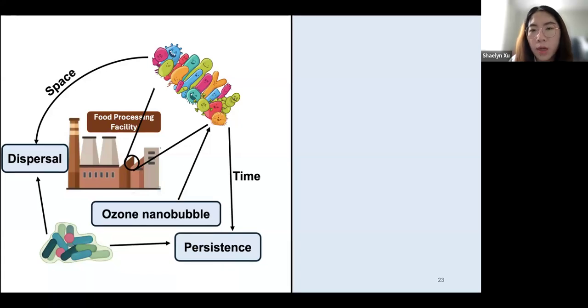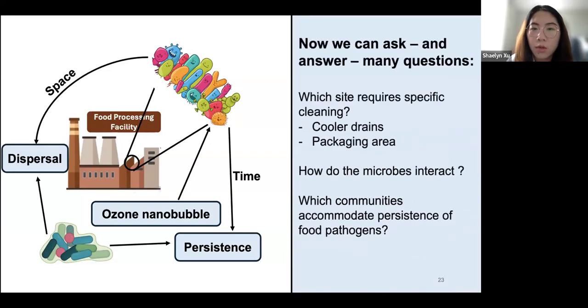The application of ozone nanobubbles can be considered a novel sanitizer and demonstrates potential use to control the microbial load and also alter some microbial diversities. So by doing these two studies, now we can ask and answer many questions. For example, which sites require specific cleaning? In our study, we found the cooler drains as well as the packaging area, including both food contact surfaces and non-food contact surfaces, are the hotspots for contamination transmission.